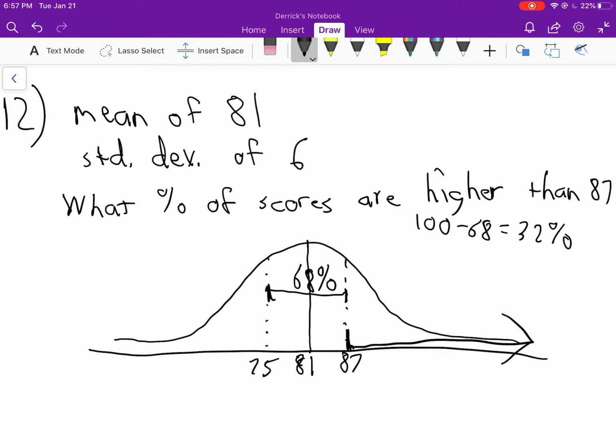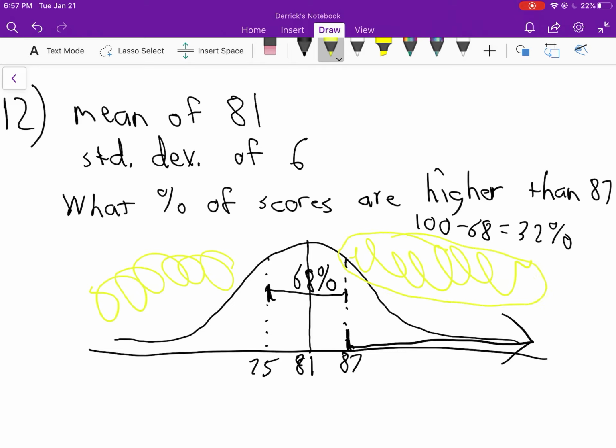Now it's obviously less than 32%, because we've got all of this area over here and all of this area over here that we still haven't accounted for. I want to find everything over here, but I still have to pull out everything on the left side.